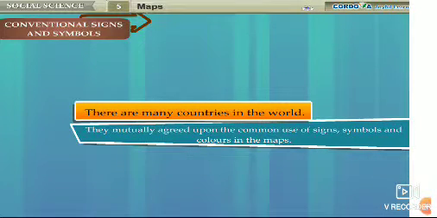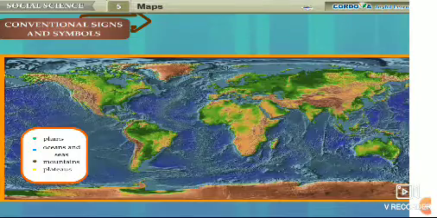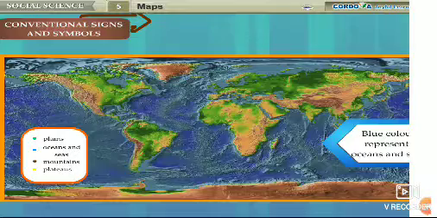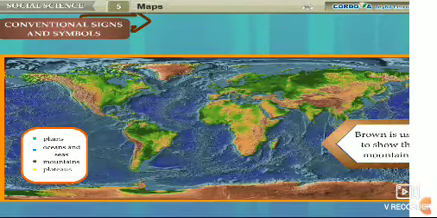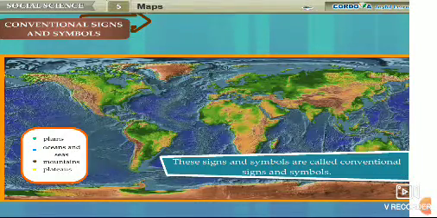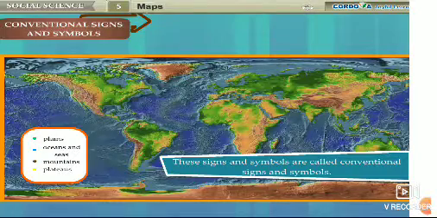There are many countries in the world. They mutually agreed upon the common use of signs, symbols and colors in the maps. For example, throughout the world, green color is used to show plains and blue color represents oceans and seas. Similarly, brown is used to show the mountains and yellow is used to show the plateaus. These signs and symbols are called conventional signs and symbols.